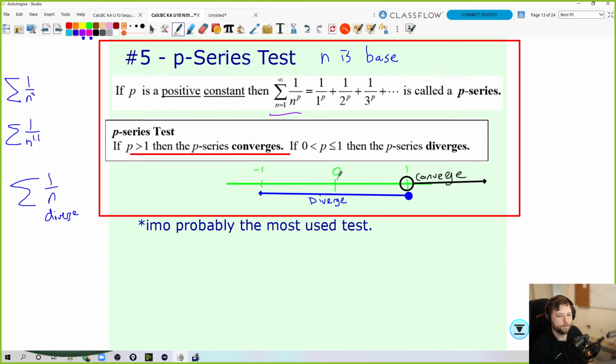You might be like, well, why does this say from 0 to 1? That's what tripped me up. Why not -1? Well, if you had 1 over n to the -1 power, that's just n, and this is going to diverge by the nth term test. That's why they say 0. But really, you could just dump the 0 and just say less than that, because it'll diverge by P series. I don't know why they limit it. It doesn't matter.